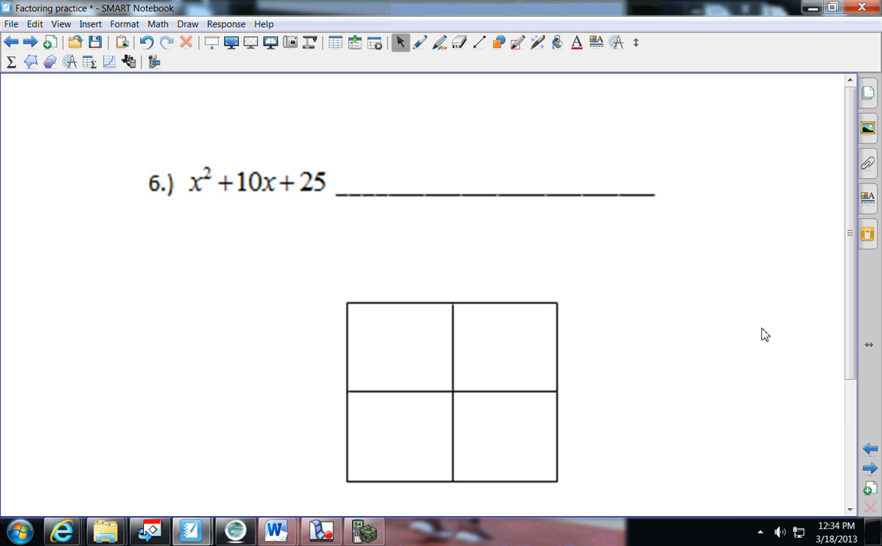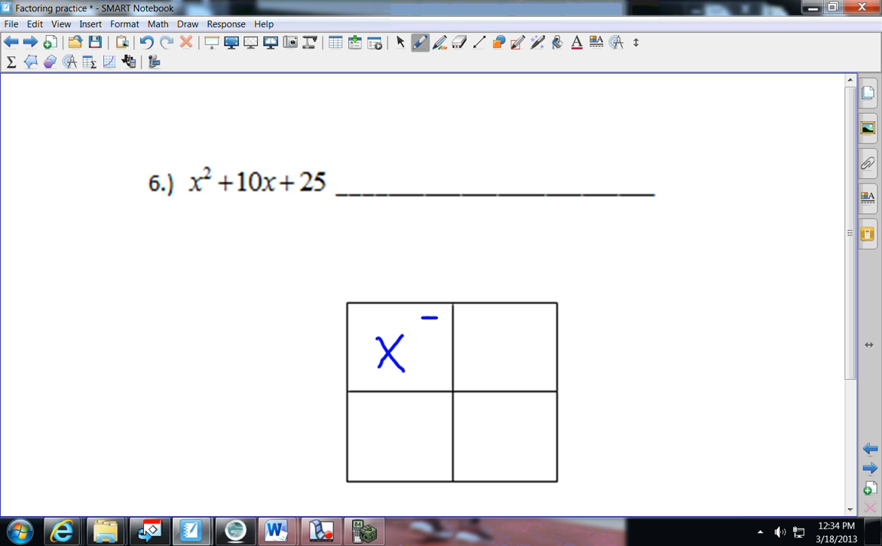Okay, I'm actually looking at number 6. When we go to do this problem, the first thing your thought process should always be is: is there a GCF, a greatest common factor? There's not, because there's no number in front of the x squared. So I don't have a GCF, and now I can put this in the box.